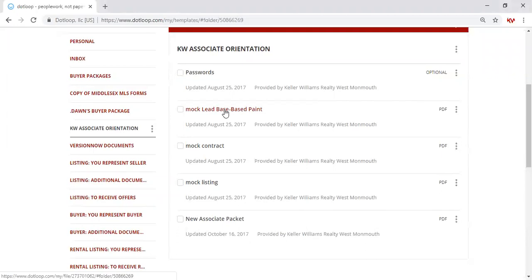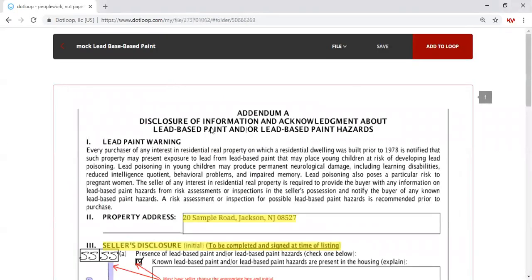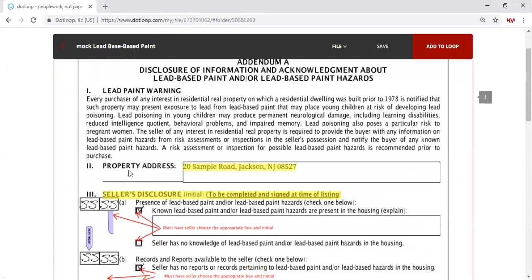So here we go. Just go to the lead-based paint. Here's a sample copy. On the top, again, this is only for houses that were built prior to 1978. If the house was built after 1978, it could be a good practice to just put one in the file with the date the house was built. That is a good business practice as well. Put the property address in on the line where it's expected.